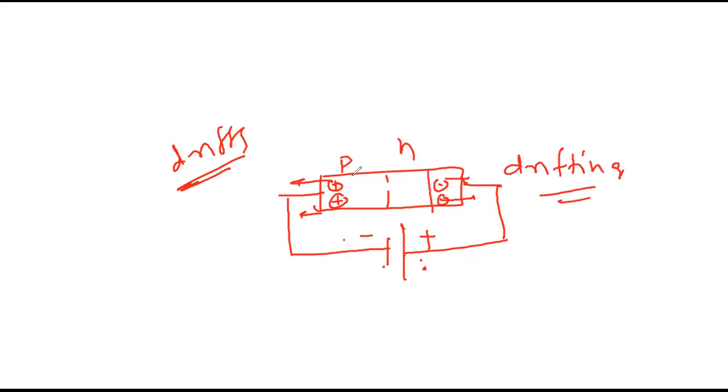Thus barrier potential increases, depletion layer widens, charges do not cross the junction, hence current does not flow. This is called reverse biased PN junction. It is like open circuit. Open circuit means a wire is cut, no current flows.